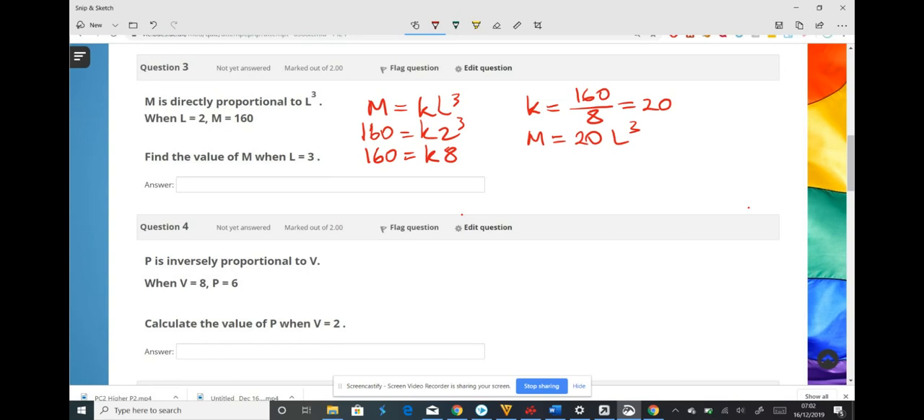Now when L is equal to 3, what is the value of M? 20 times 3 cubed. So we'll write this as 20 times 27. So M is equal to 540.